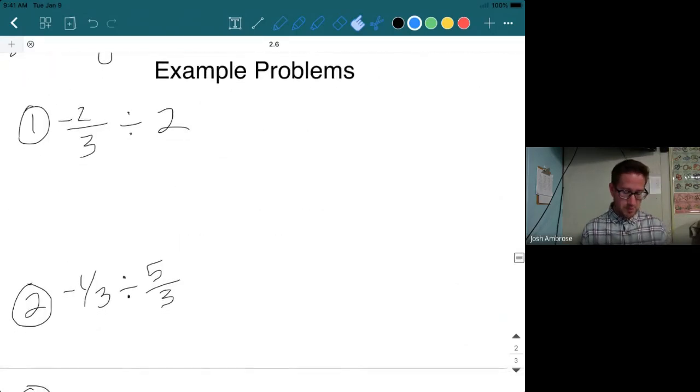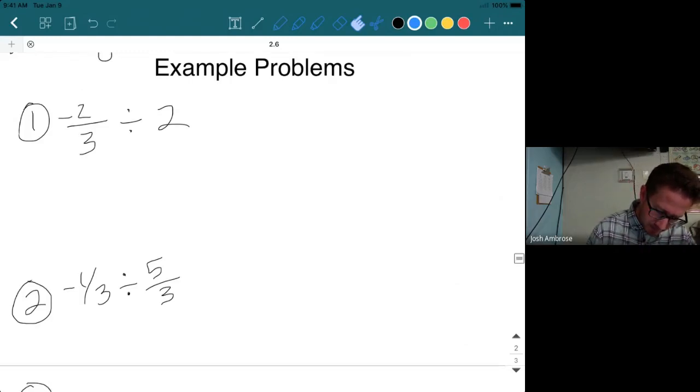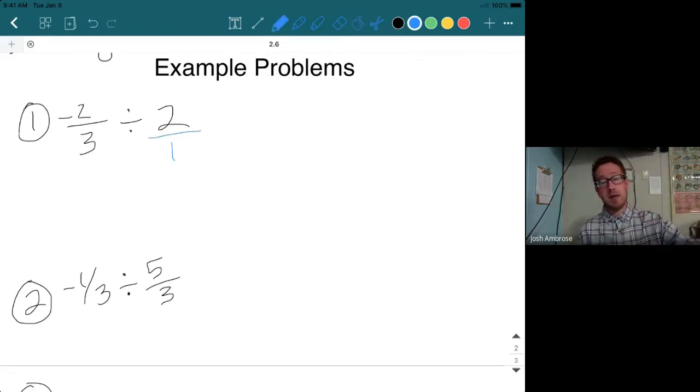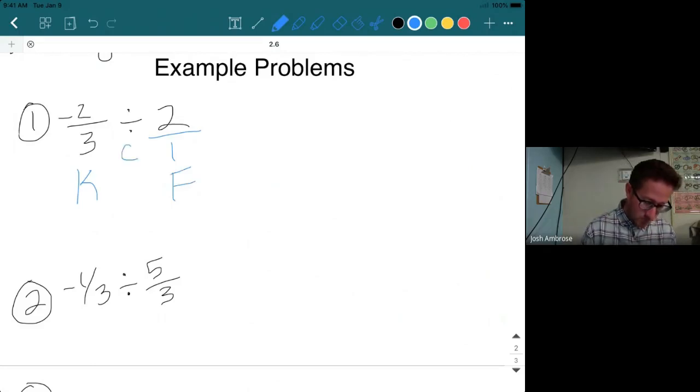Okay, here we go. First example problem. You have -2/3. We are dividing that by 2. I'm going to go ahead and put this 2 over a 1. Again, they're not going to write it, but I'm going to write it because you will be using KFC, and you're going to have to take the multiplicative inverse of the second fraction. So K, we will keep the first fraction. F, we will flip the second fraction. And C, we will change division to multiplication.